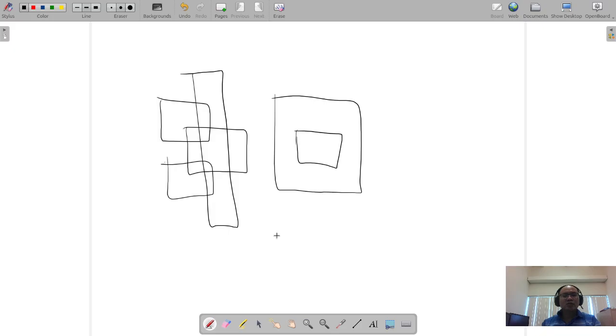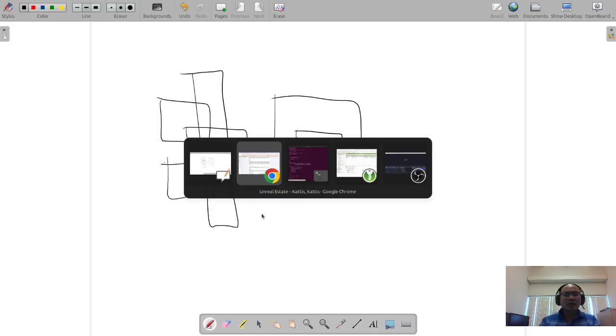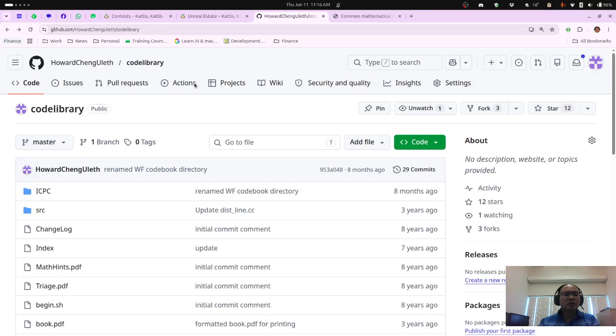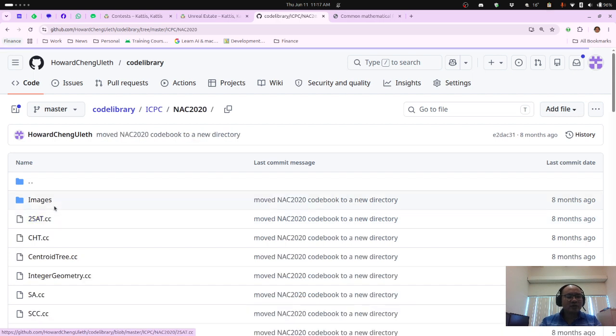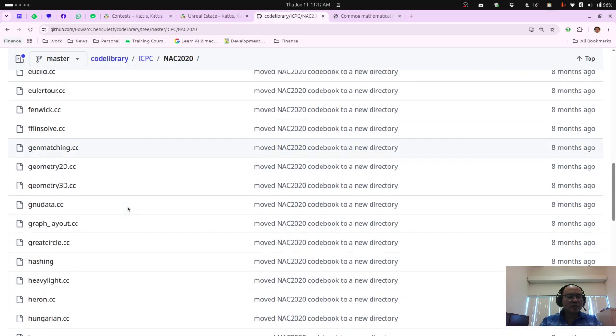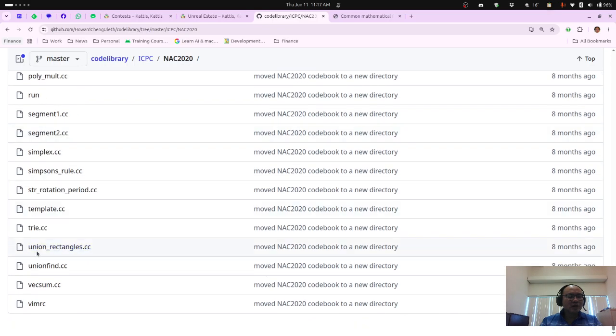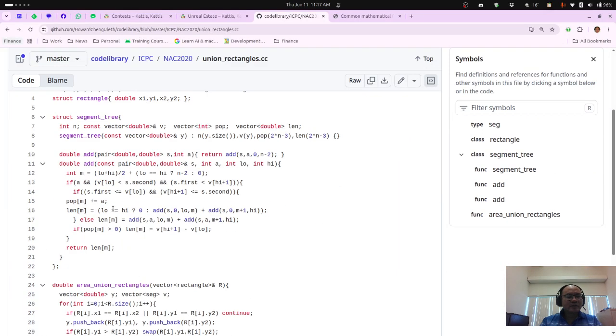So why am I saying that it's really easy? The reason is because it's such a well-known problem that if you go to the code library, it is not in our normal code library, but if you go to ICPC, and it doesn't matter which one, let's say the North American Championship 2020, the last time we advanced to the next stage, you can scroll down and it will say union of rectangles. Then you click on it. Here's a code.